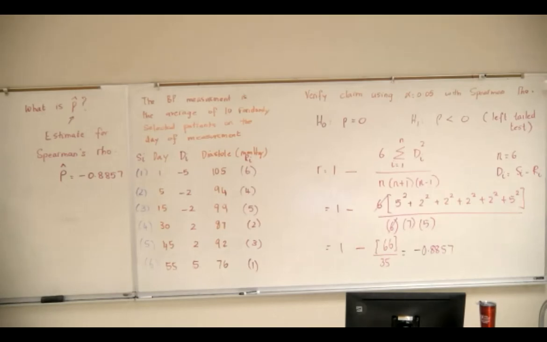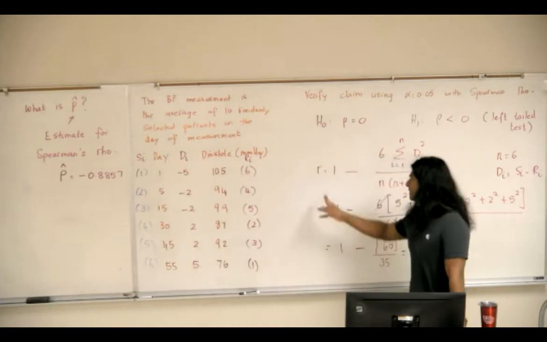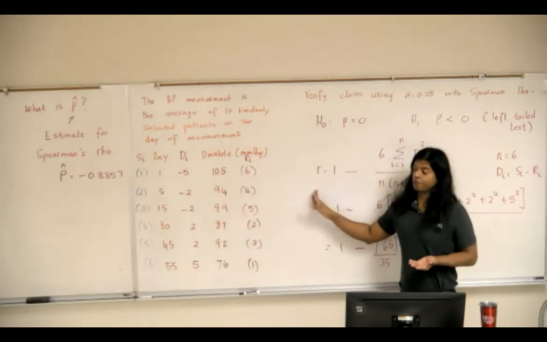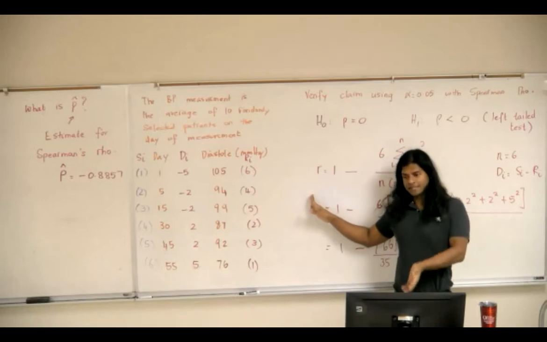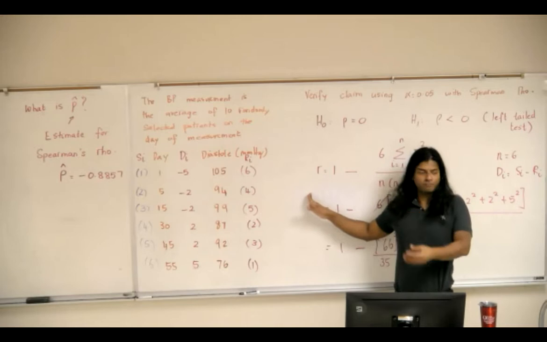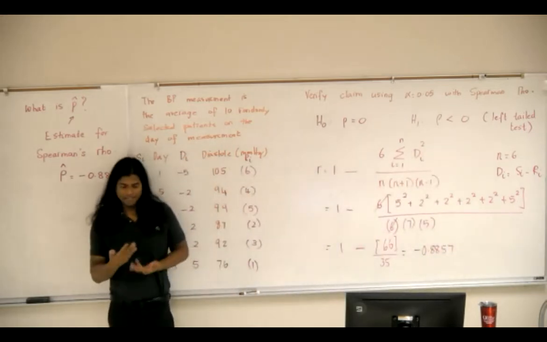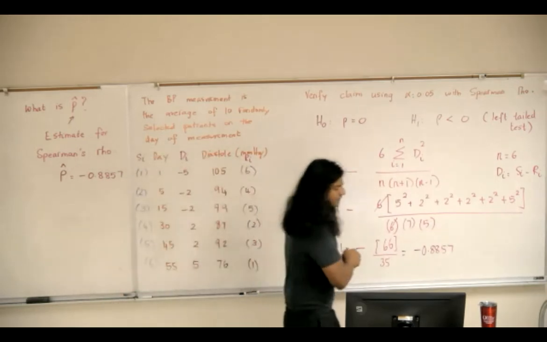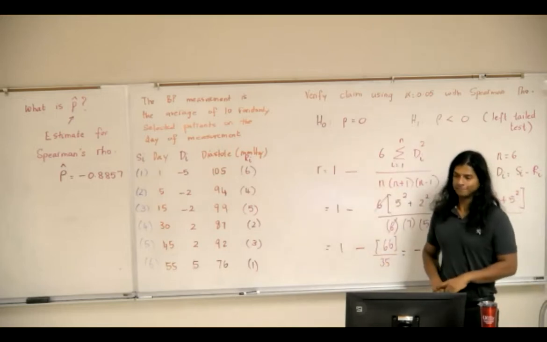What's the point of that? Well, this is in terms of denotation, right? In practice, we will not use the letter R because the letter R is used for a linear correlation coefficient in parametric statistics. With Spearman's rho, it's rho hat, not R. So the intermediate calculation, your book uses R, but by all means, I could have called this rho hat.